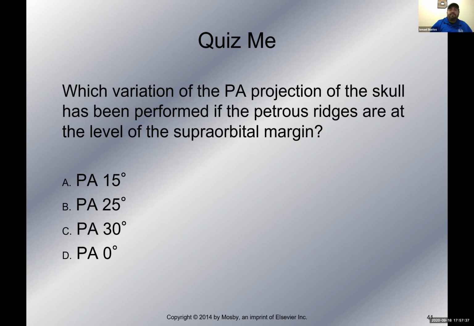Okay. PA 15 degree, where do they go? Lower 1/3. PA 25 to 30, below the orbits. All right.